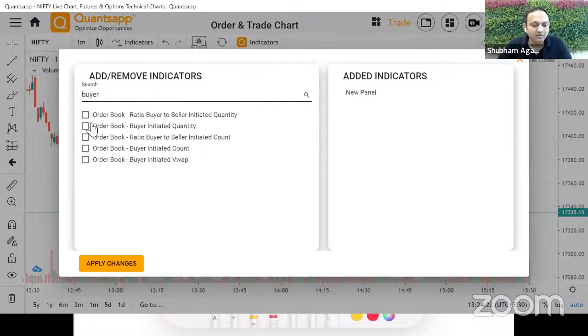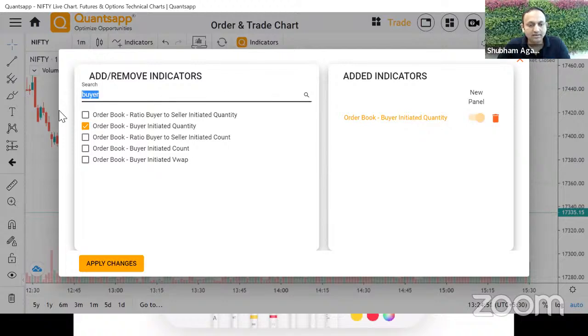So what I'll do right now is add, so maybe you can note this down if you want to. I'm looking at order book buyer initiated quantity, right? Even in buyer initiated, I can also track the VWAP. Count means how many people are trying to buy, so that you know whether there is only one buyer or multiple buyers. Obviously, you don't know the name of who is buying, but at least how many people are buying, how many unique orders are there. So I'm interested right now in order book buyer initiated quantity. Okay, so I'll select that.